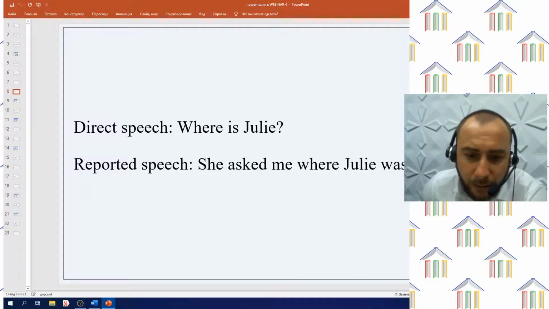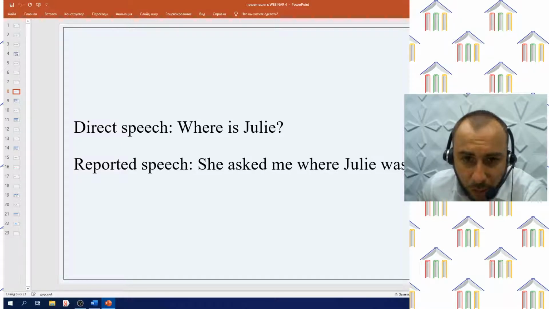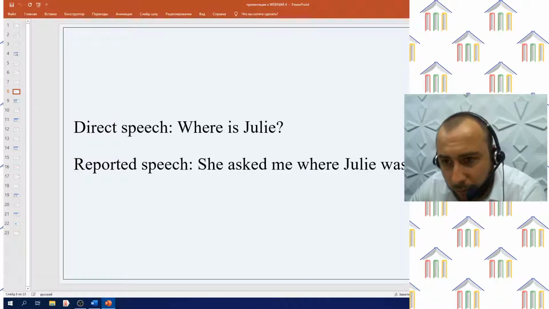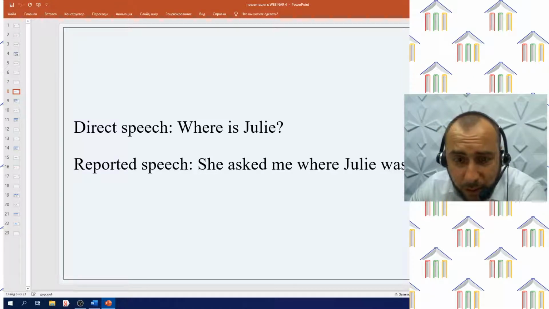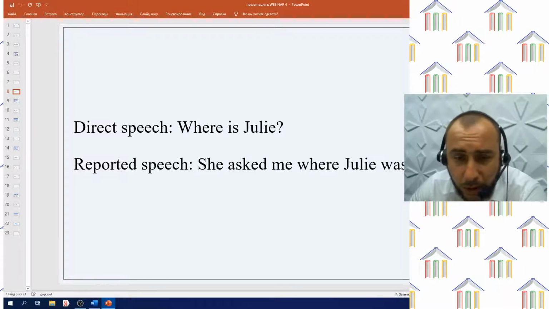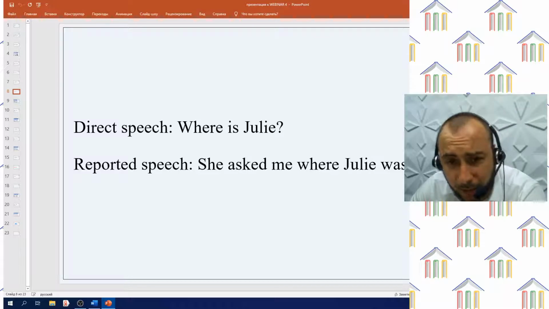Another example, where is Julie? Reported speech, she asked me where Julie was. The direct question is the present simple of be. We make the question form of the present simple of be by inverting, changing the position of the subject and verb. So we need to change them back before putting the verb into the past simple.